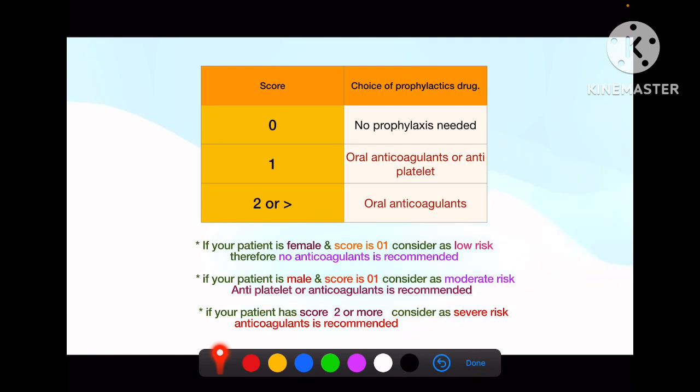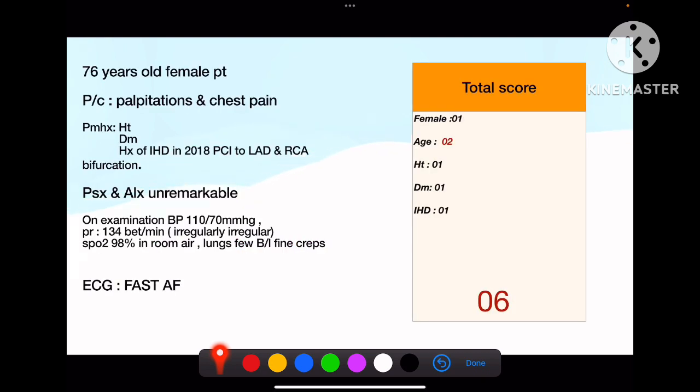Then if that patient has a score of 2 or more than 2, it is recommended to start the anticoagulant, right? What is the anticoagulant we are going to use? It is warfarin, a commonly available drug in your hospital setup. So when you're going to start warfarin, before that you have to do the PT/INR and get the baseline value of PT/INR, because your target PT/INR is definitely 2 to 3.